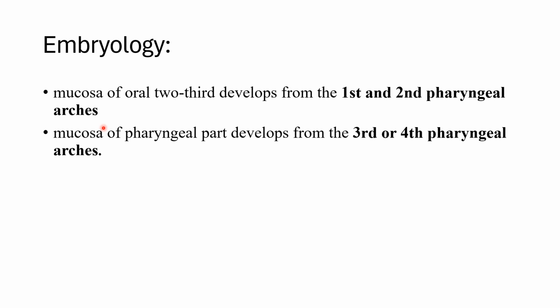Let's talk about embryology a little bit. The tongue is formed from two different parts. The mucosa of the oral two-thirds develops from the first and second pharyngeal arches, and the mucosa of the pharyngeal part, that is the posterior one-third part, is derived from the third and fourth pharyngeal arches.